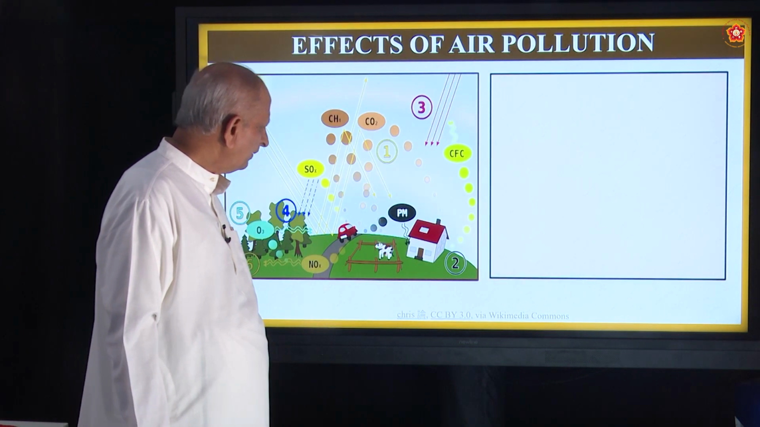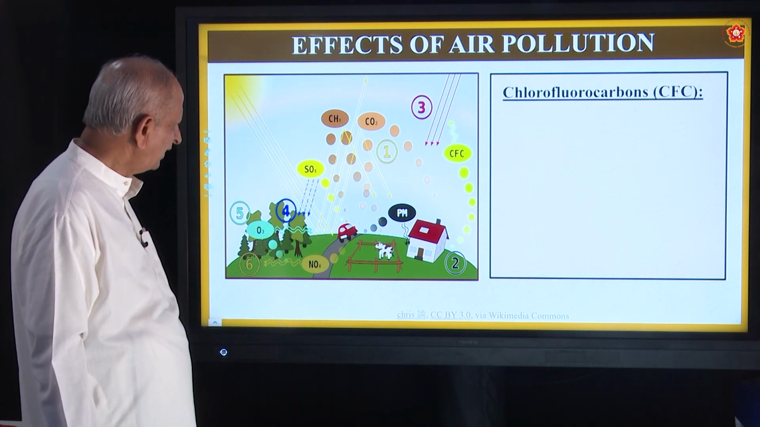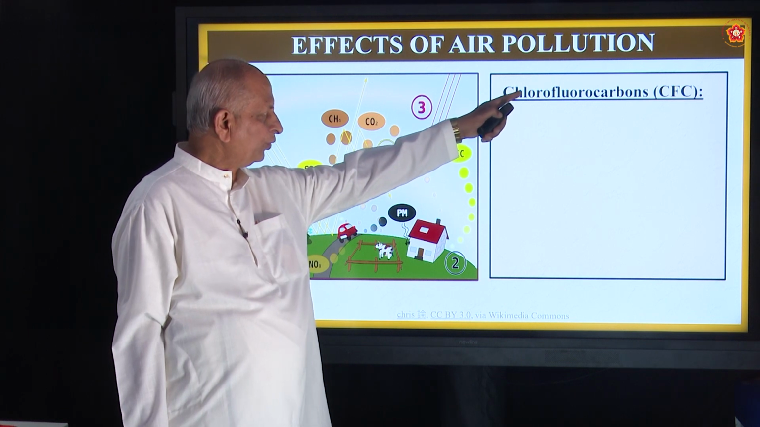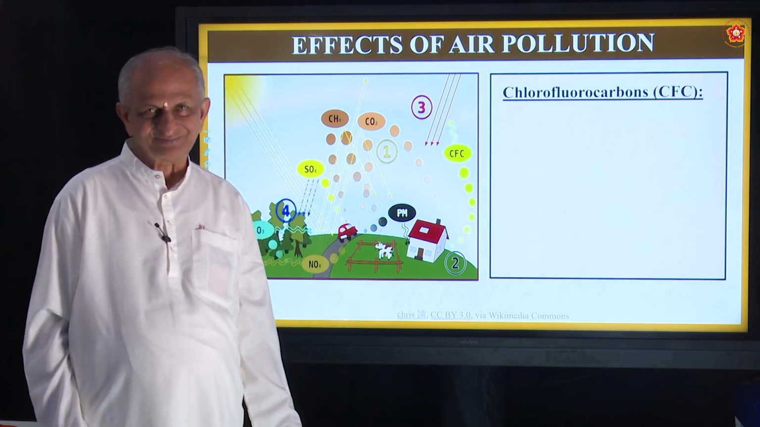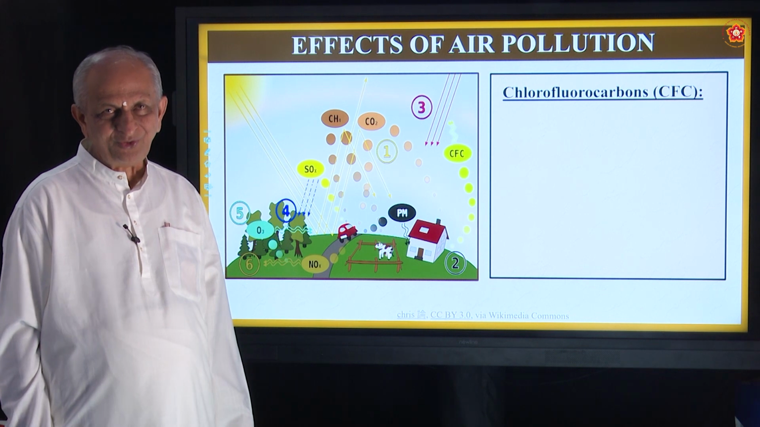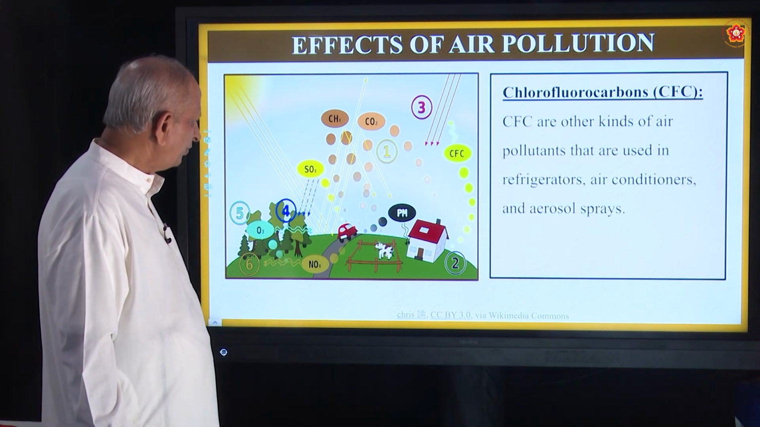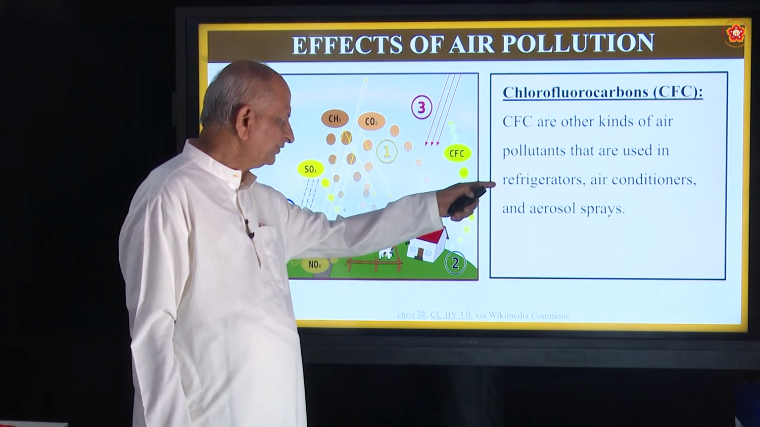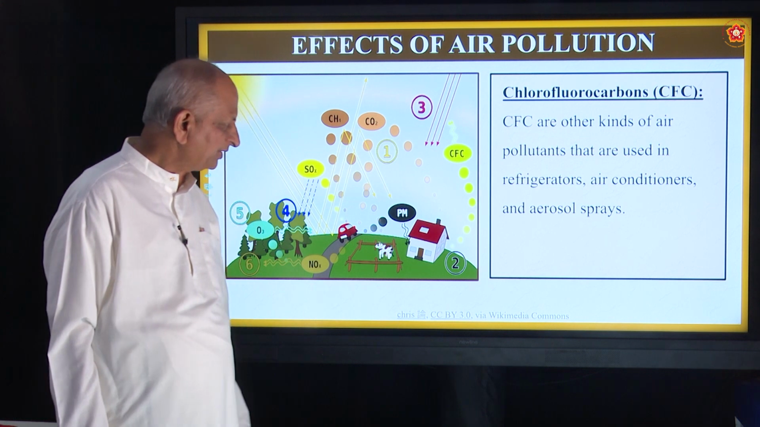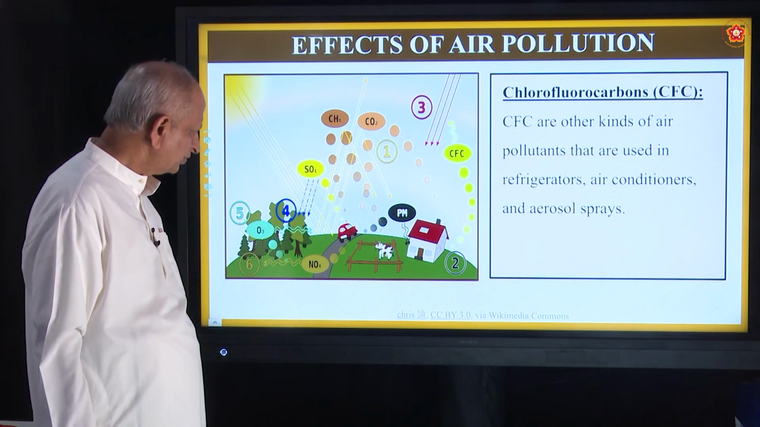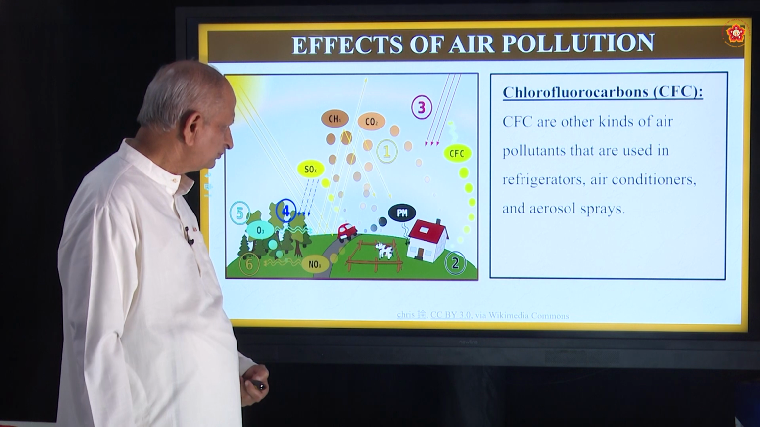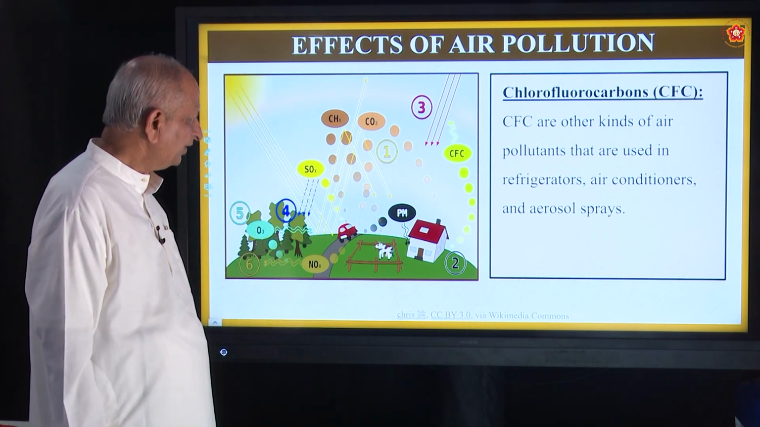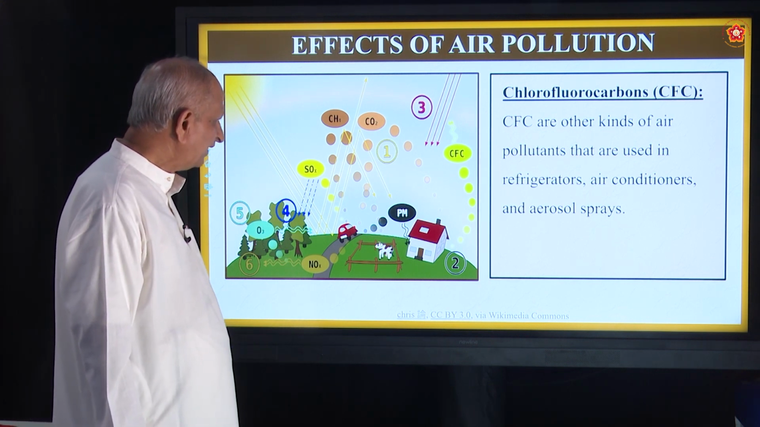And one more thing you must note, what is called CFC. What is CFC? Chlorofluorocarbon. Say it 5 times. Chlorofluorocarbon. So, what is CFC? How is it produced? It is another kind of air pollutant that is used in refrigerators, air conditioners, aerosol sprays, etc. So, there are some good uses also. In the fridge you might have seen that gas, that is called CFC, and in air conditioners also.